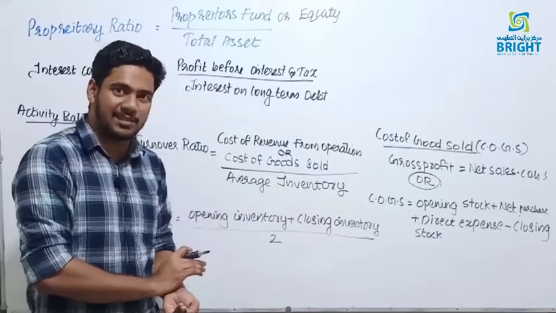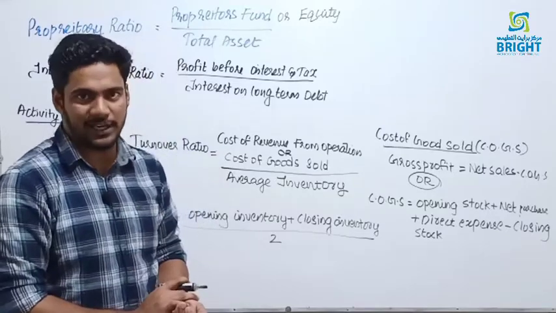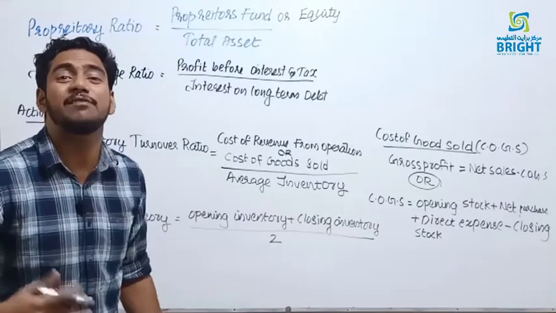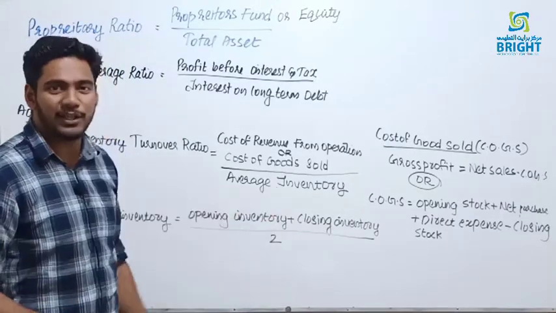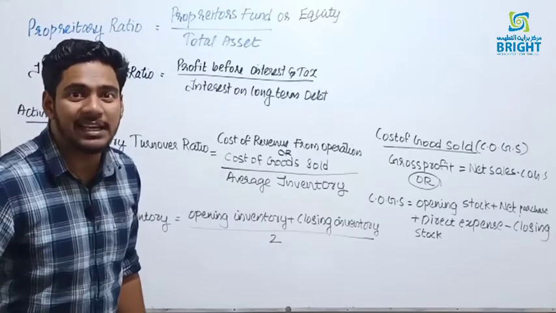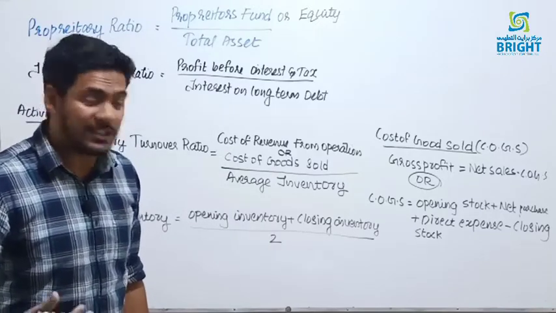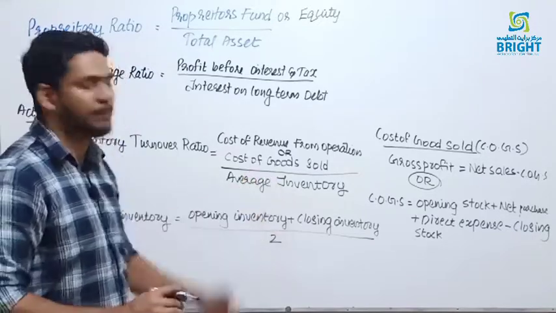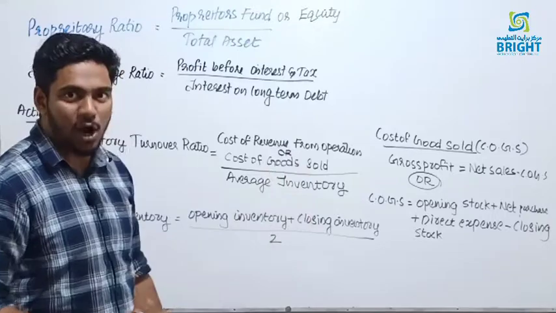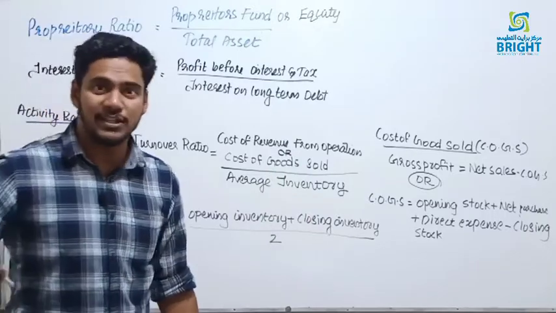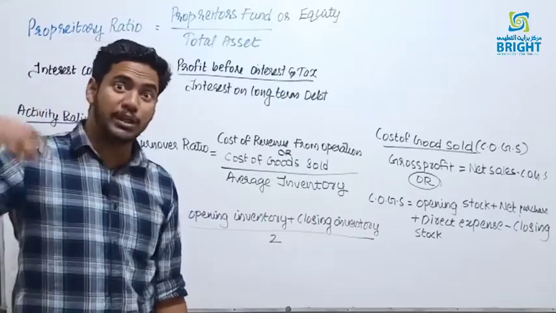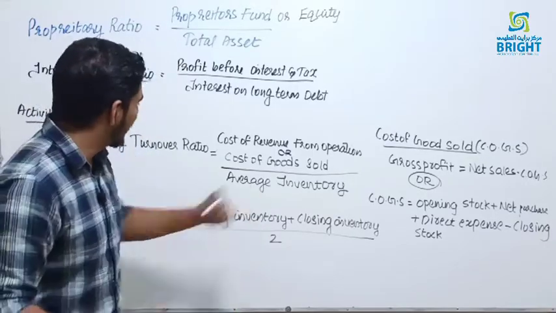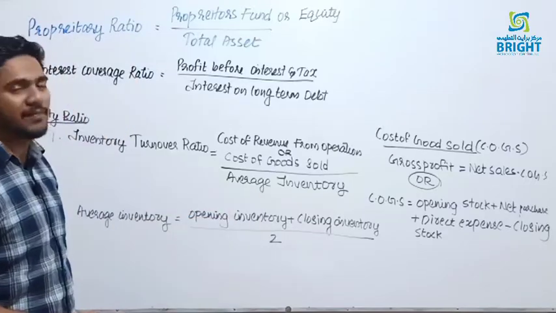First of all, we can discuss the significance of this ratio. It shows how quickly your inventories are moving. This shows the efficiency of inventory management. That is the purpose of showing this ratio. Is it moving really quick? If it is moving really quick, then you need more working capital. So that is the importance of inventory turnover ratio.